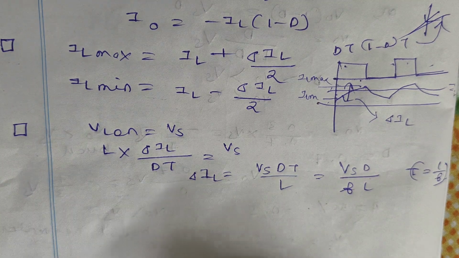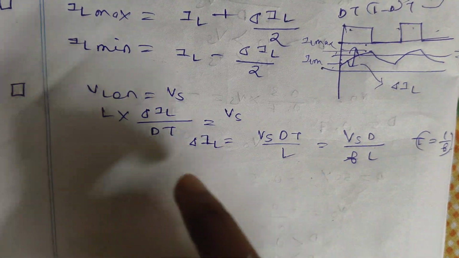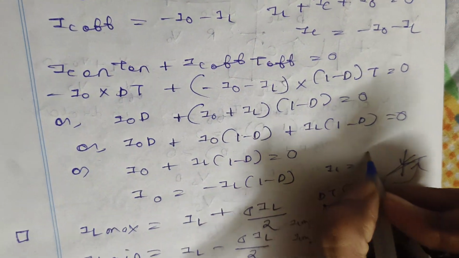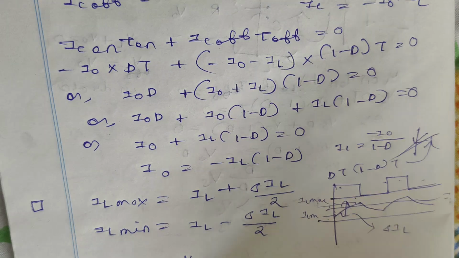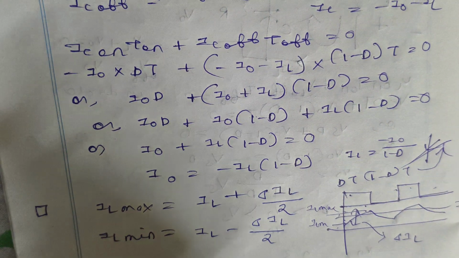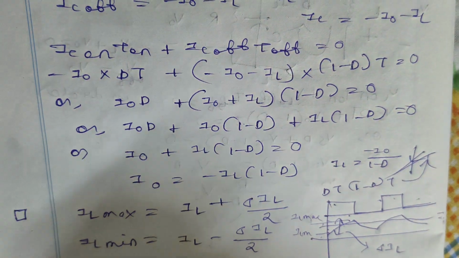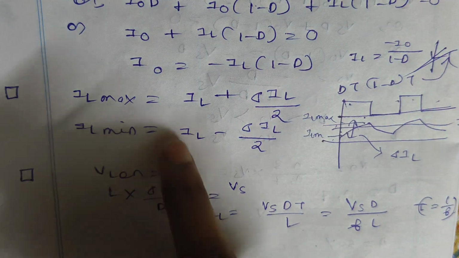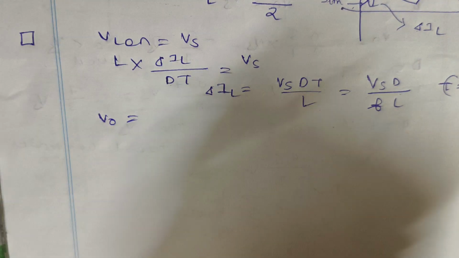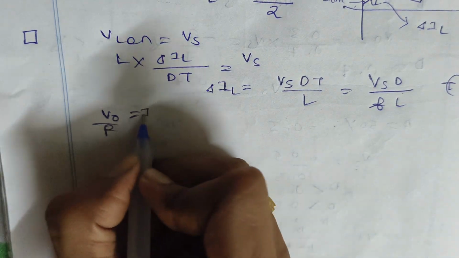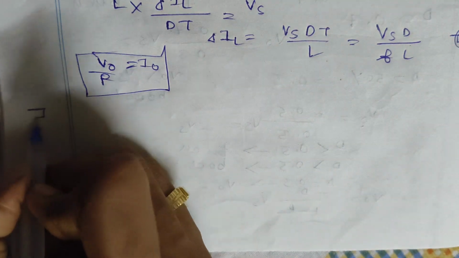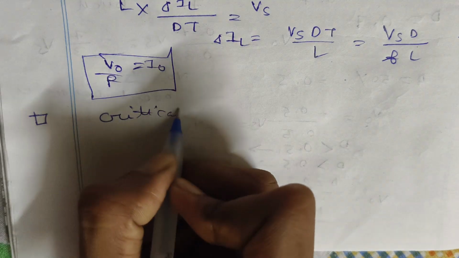Okay, so that is basically the delta IL value. And for the IL value, we have found that IL is equal to minus I0 by 1 minus D, because I0 was minus IL into 1 minus D. That value we will put in this equation and find the value. And V0 by R is basically I0, simple Ohm's law. Okay, now the critical inductance value.